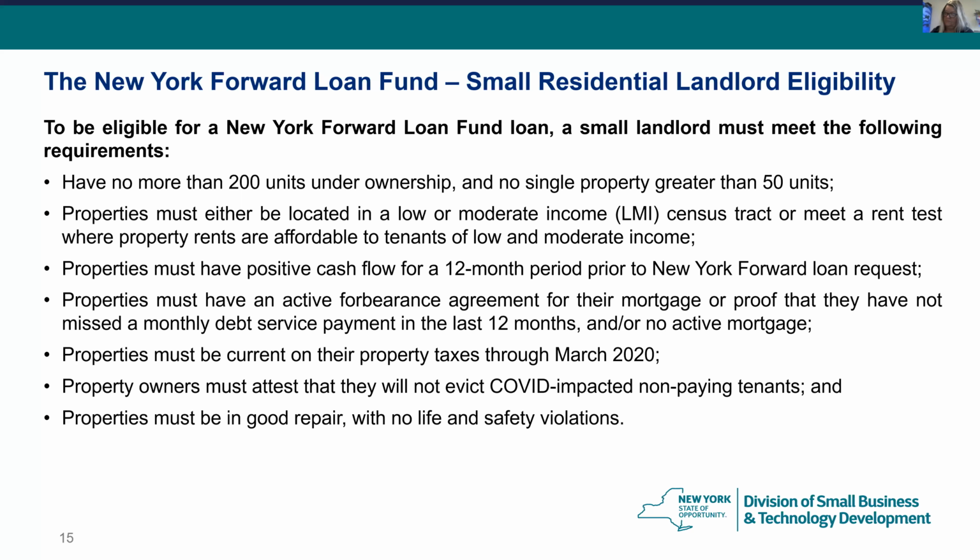Property should be current on their property taxes through March 2020. Property owners must attest that they're not going to evict COVID-impacted non-paying tenants. It's actually for 90 days after closing or whenever the moratorium changes for the state. And property should be in good repair with no life and safety violations. So for the evictions, it's 90 days from the date of closing or when you're allowed to, based upon the law, whichever is later.